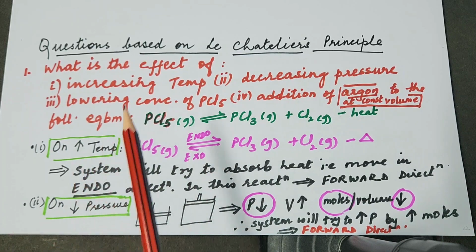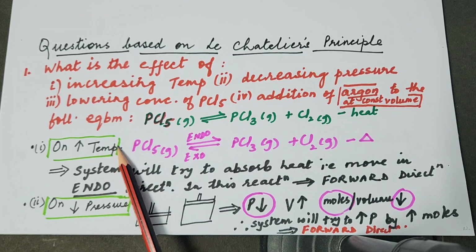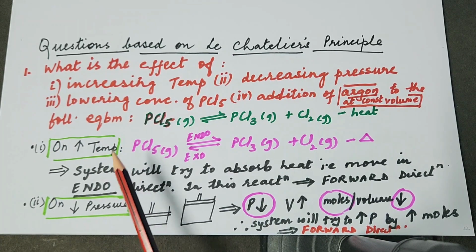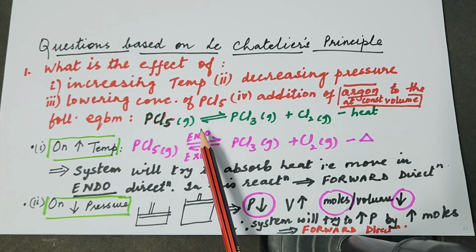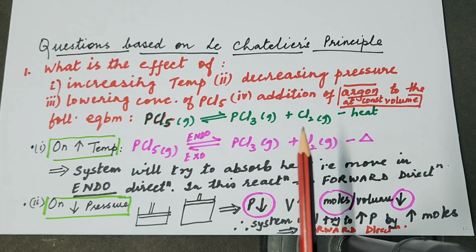Once this is clear, it's easy. Increase in temperature, the system will try to undo the change by decreasing temperature. How will it decrease the temperature? By absorbing the extra heat, and absorbing happens in the endothermic direction, and in this case the endothermic direction is the forward direction. So the equilibrium shift will happen in the forward direction.